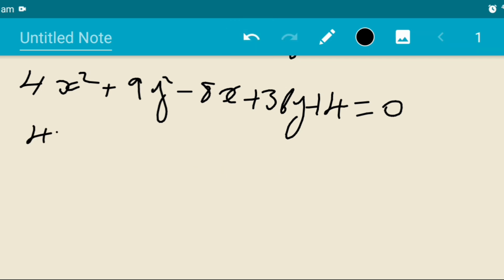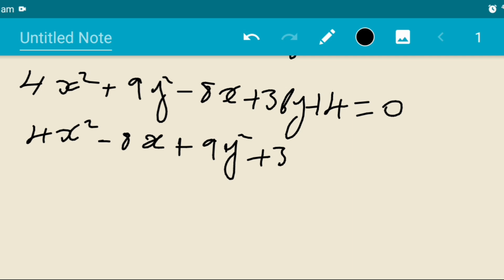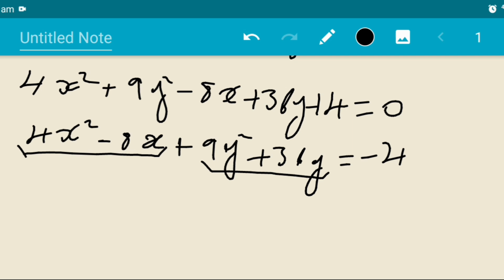So this is 4x squared, then this 8 goes that side, we're going to have minus 8x. Then we go for y, so it will be plus 9y squared, plus 36y. Then we take this 4 to the other side, so this will be minus 4. What we're now going to do here is factor out the 4. To make things simple, how we need to be looking at it is like this: this should be resolved separately and this should be resolved separately, just as we did in the previous videos.